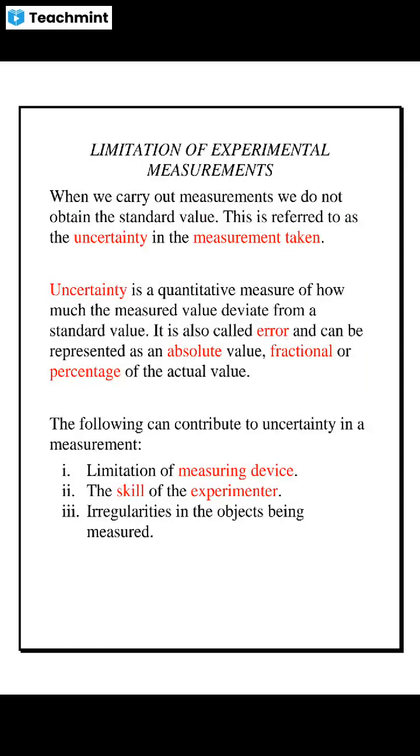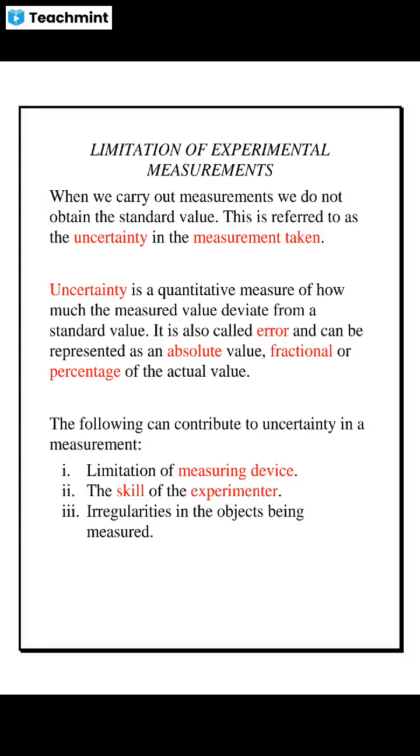So let's go to limitation of experimental measurements. Now, when we carry out measurements, we do not get the exact value that we're supposed to get. Our value is always very close to the true value. When you are doing your simple pendulum experiment in school, you discover that the acceleration due to gravity that you got is not going to be exactly 9.8 something. It's not going to be exactly the standard value.